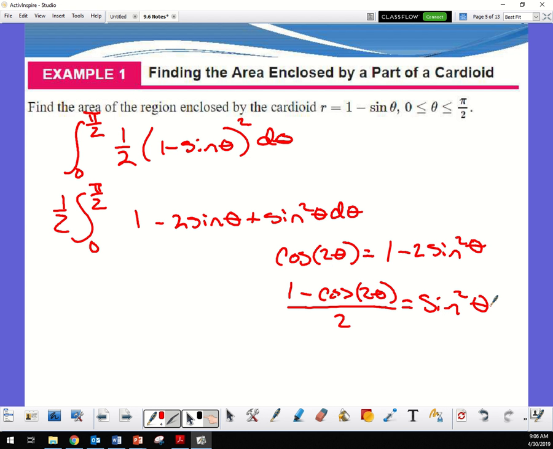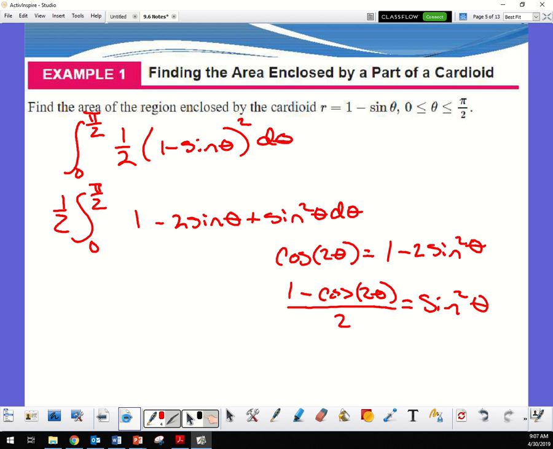Did I lose you guys? Speak now or forever hold your peace. Okay, so I'm going to replace my sine squared with 1 minus cosine 2 theta over 2. And you can use a u sub for the cosine, just for the 2 theta, so that I can do that part easier. Okay, so I'm going to replace that. So let's take a look.